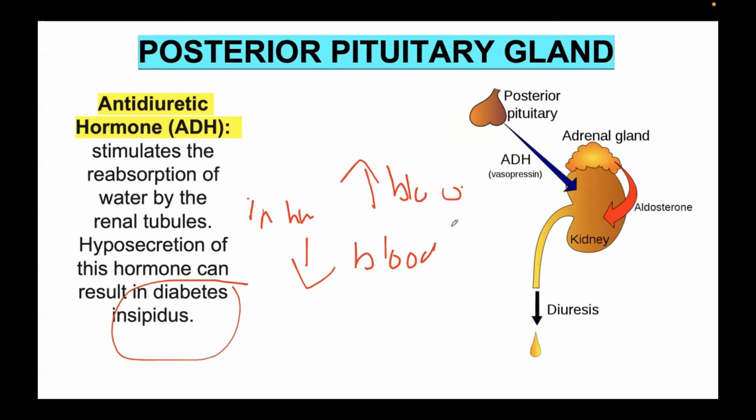Again, under your posterior pituitary gland, nandito yung sikat natin na hormone, which is what we call the antidiuretic hormone. It stimulates the reabsorption of water by the renal tubules. Hyposecretion of this hormone can result in diabetes insipidus. And also your ADH, it inhibits the urine formation during high blood osmolarity and lowers blood pressure to avoid your dehydration.